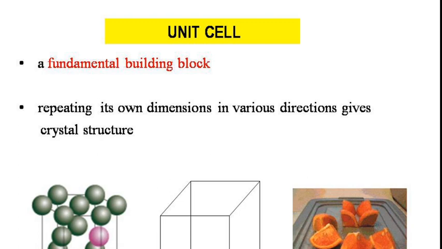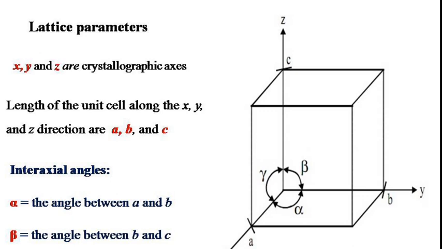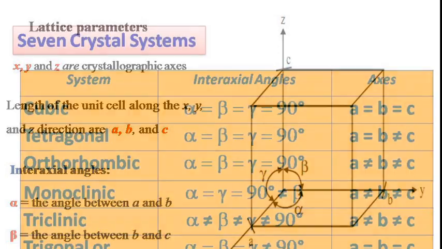Next slide shows the unit cell. What is a unit cell? This is a fundamental building block, repetition of which gives the actual crystal structure. This picture shows what a unit cell actually is. Okay, unit cell. The lattice parameters are used to define the unit cell. What are lattice parameters? Alpha, beta, gamma and a, b, c. These are what we call lattice parameters, which are used to define the unit cell.